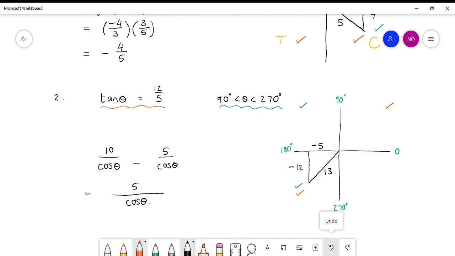So then you can break it into one and then it's just 10 minus 5. You could have done it in both fractions, but it might be a bit more difficult. So here I have 5 divided by, read off the value of cos.